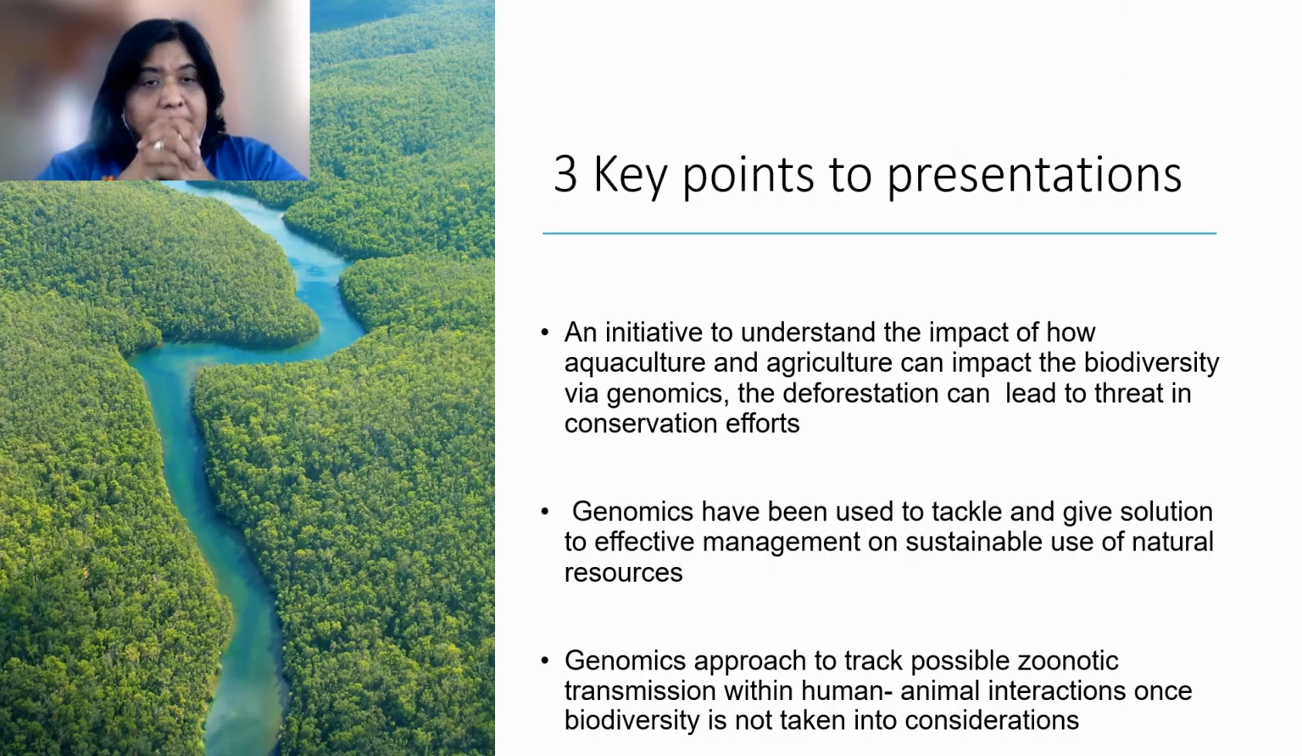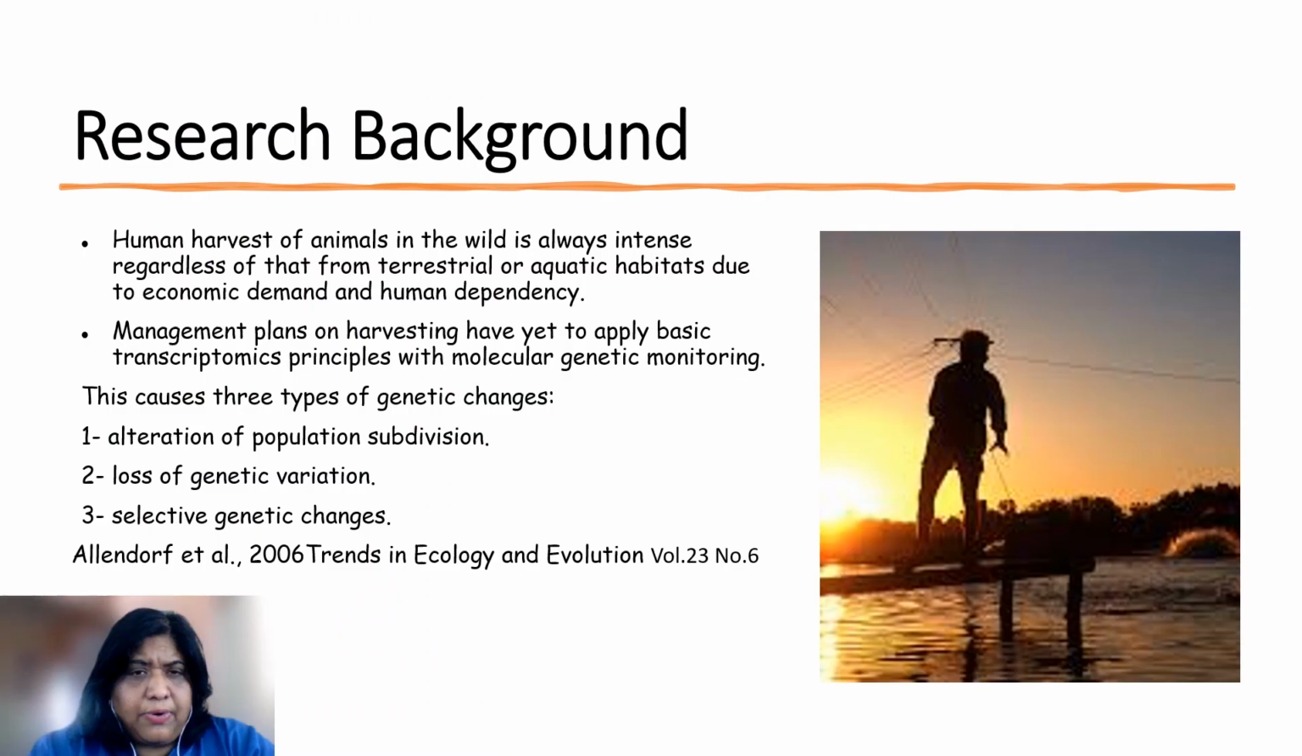Now, the three key points. You know that grants are difficult to obtain when we talk about biodiversity. So we took the perspective of trying to understand how aquaculture and agriculture can impact biodiversity via genomics. There's a lot of work on deforestation, which has led to threats to conservation efforts. The second part is that genomics has been used to tackle and give solutions for effective management and sustainable use of natural resources. And genomics can also track possible zoonotic transmission within human and animal interactions once biodiversity is not taken into consideration. So these are the three key points.